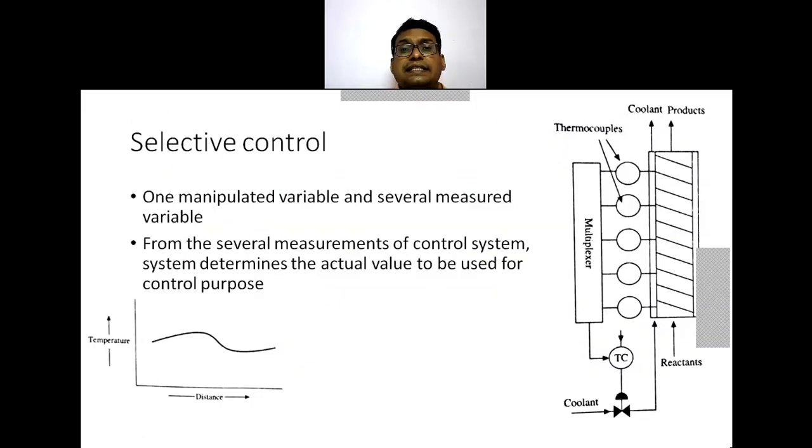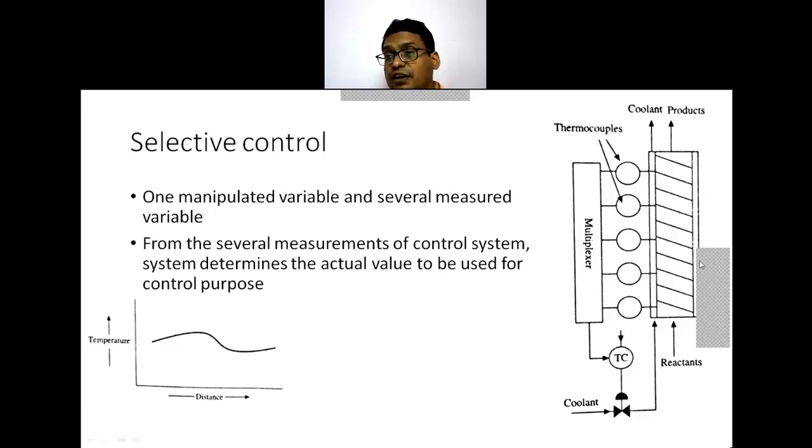Then there is a selective control system. In this selective control system, there is one manipulated variable and several measured variables. These several measured variables will take a collective decision to manage this manipulated variable.